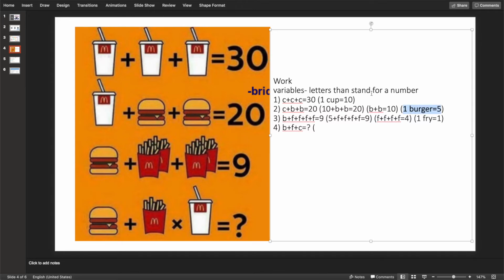make this a little bold. You know, it's always good to take really good, strong notes. Okay, so I know that a burger is 5.